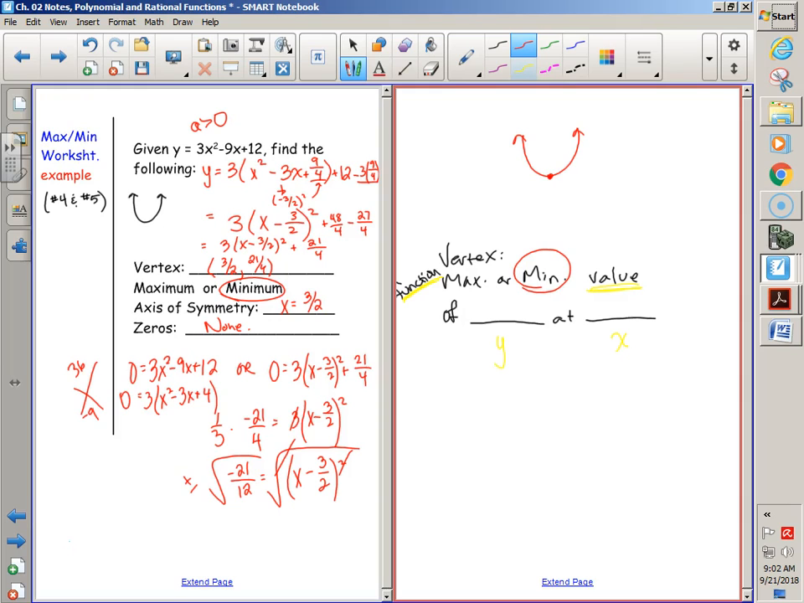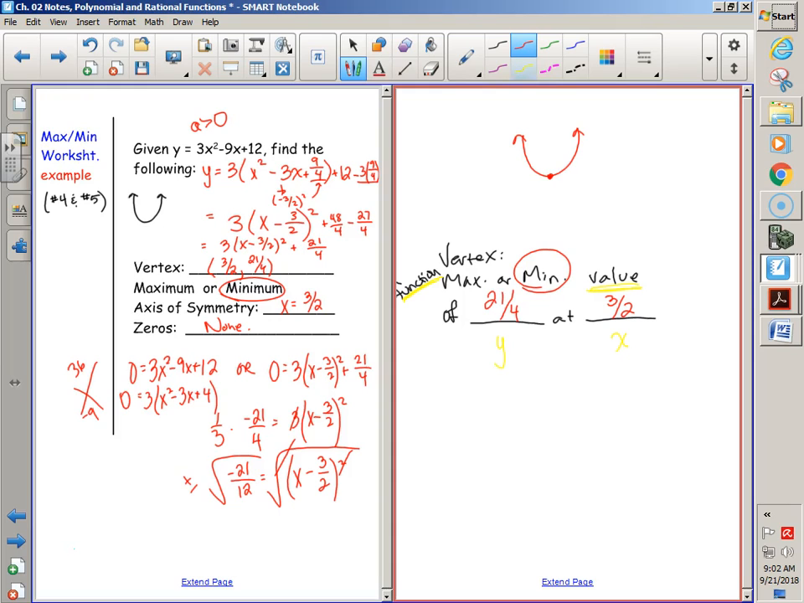It's the lowest point, right? Okay, if it's concave down, it's going to have a highest point. Concave up, it's going to have a lowest point. So because the A is positive, concave up has a min. Min value of, what's the lowest this thing goes? 21/4. And when does it go 21/4? It goes 21/4 when x is 3/2.